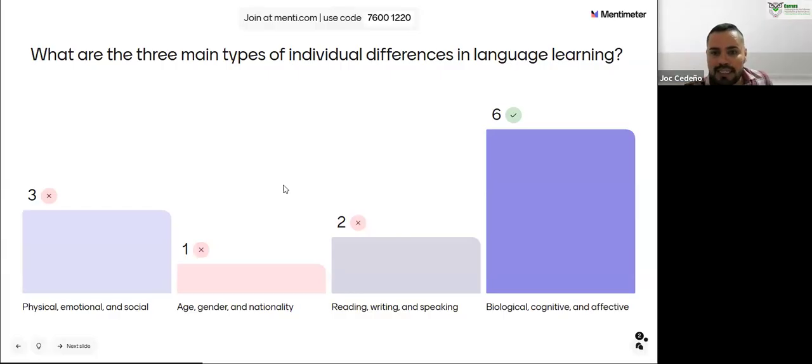Also, we have the affective difference. The affective difference refers to motivation, okay? When you love the language, you are more likely to learn it faster. So when you love English, you learn it. But if you hate English, you're not going to learn it, okay? That's basically the affective difference.